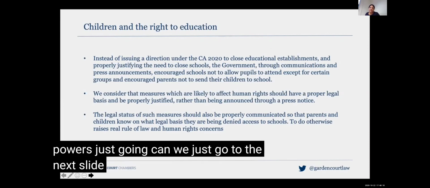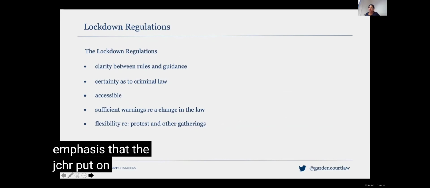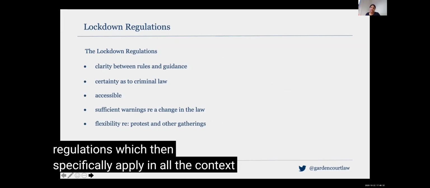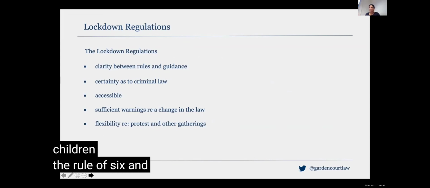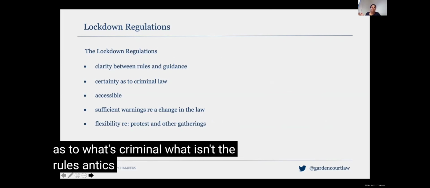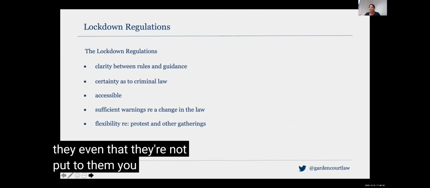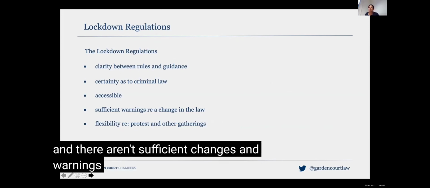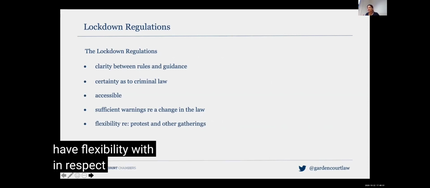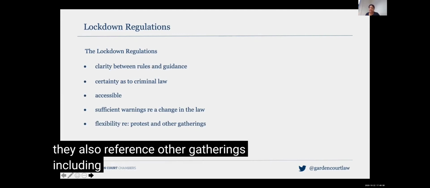Can we just go to the next slide, 12? This is again the emphasis that the JCHR put on the generic problems with the lockdown regulations, which then specifically apply in all the contexts that we are talking about in relation to children, the rule of six and so on, which is that there isn't clarity between rules and guidance. There isn't certainty as to what's criminal and what isn't. The regulations aren't accessible. People don't know where to find them. They're not put to them. You have to look for them, and there aren't sufficient warnings about changes in the law. And indeed, those regulations should have flexibility in respect of some individual sets of circumstances. They reference specifically protests, but they also reference other gatherings, including family gatherings.